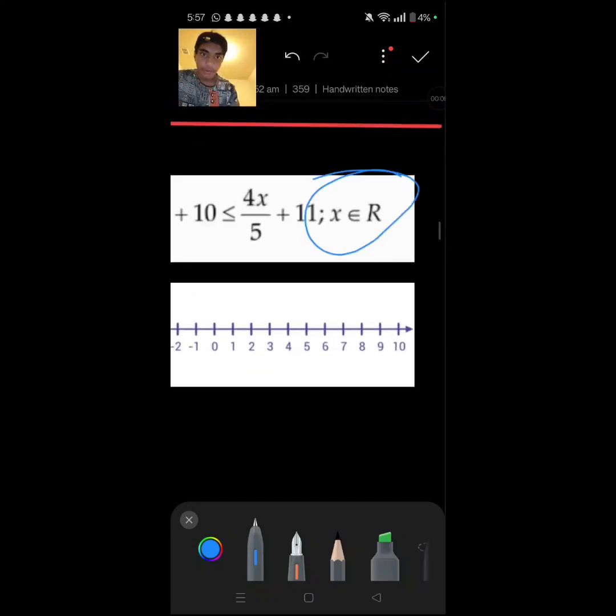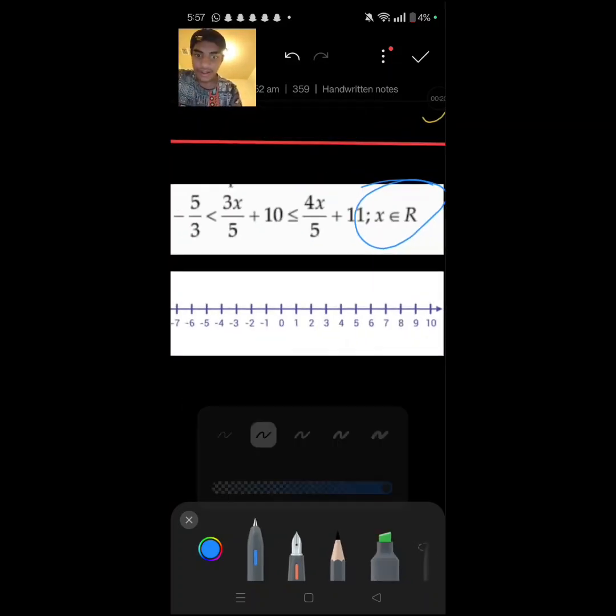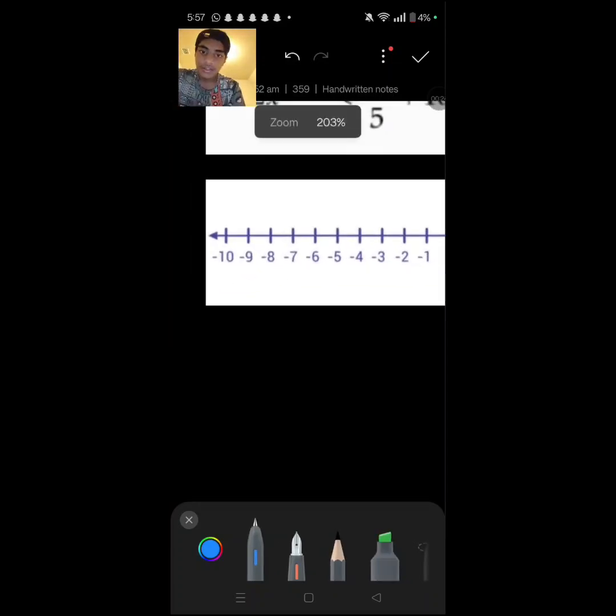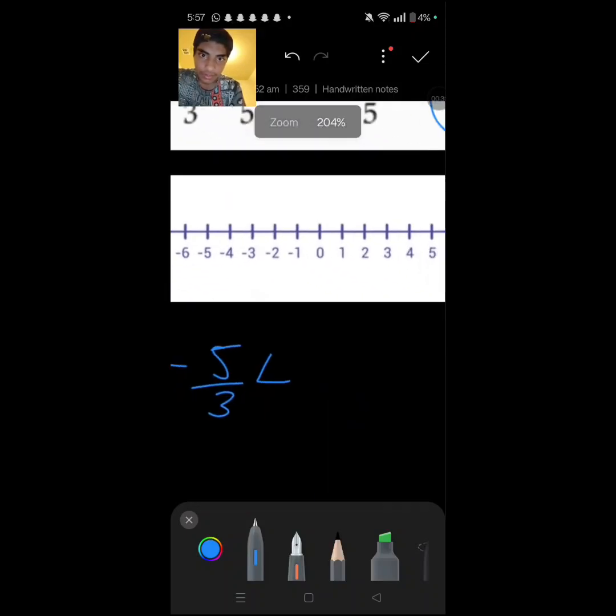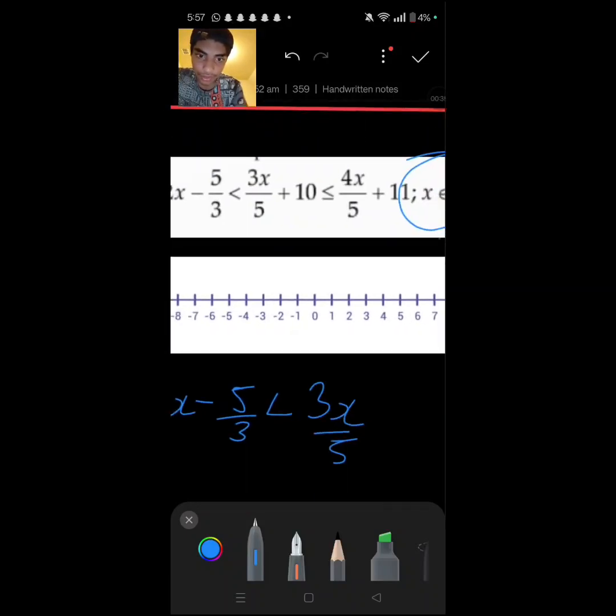Now x belongs to real numbers. This means x can be some decimal. It can be 2.7, it can be 3.14, it can be any of those things, rational, irrational. So first we'll deal with this side as I said. 2x minus 5 by 3 is less than 3x over 5 plus 10.